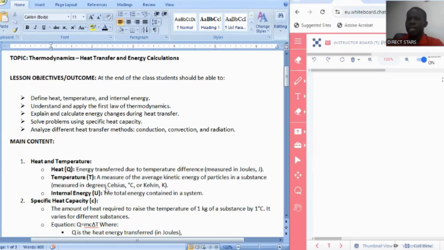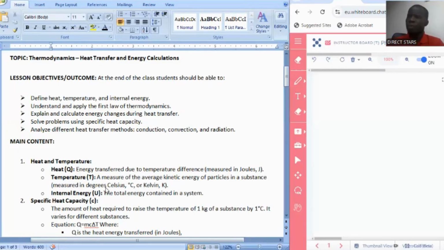And so we can define heat as when energy is transferred from one body to the other as a result of the temperature difference. We can also say the summation of the total kinetic energy in a body is our heat, and it's measured in joules. It's measured in joules because it's a form of energy.